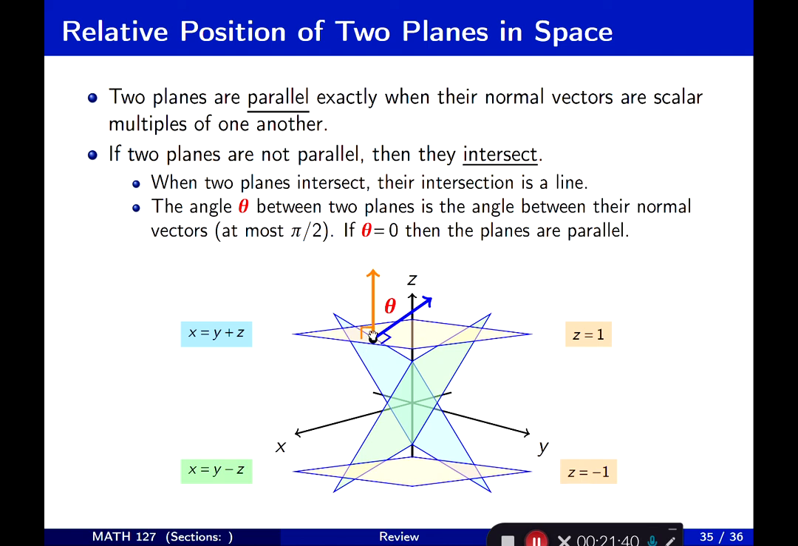So now when we're talking about theta, here's the theta. The normal vector to the yellow plane, z equal to 1, is the orange vector here, and the normal vector to the blue plane is the blue vector right there. And so the angle between those two, we know how to find that angle basically through the dot product. And so we can find the formula that we know and use it to find the angle between them.